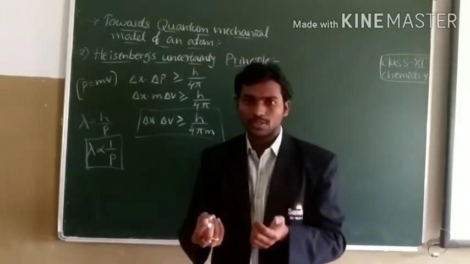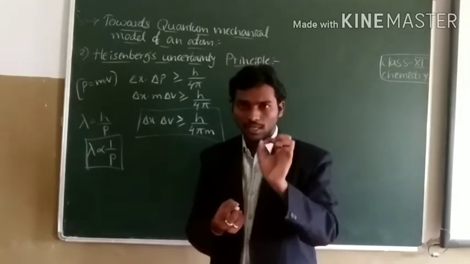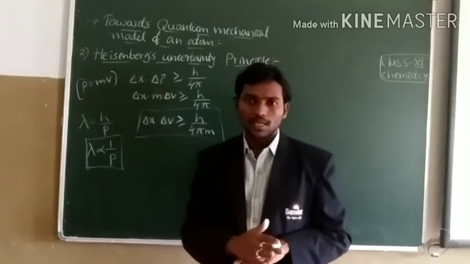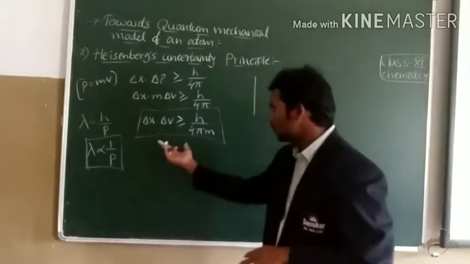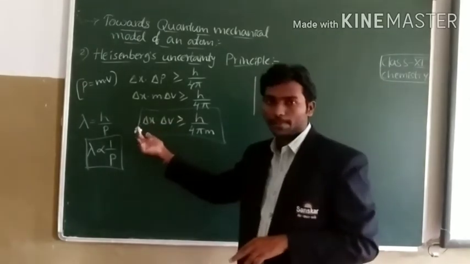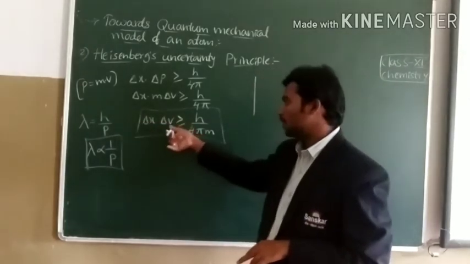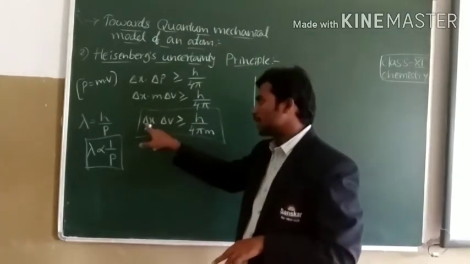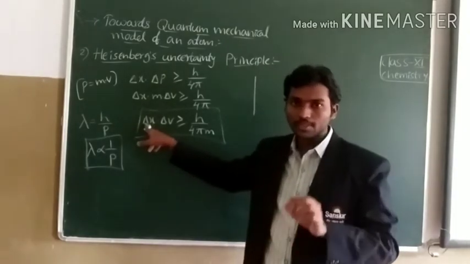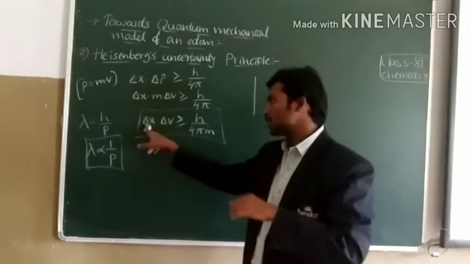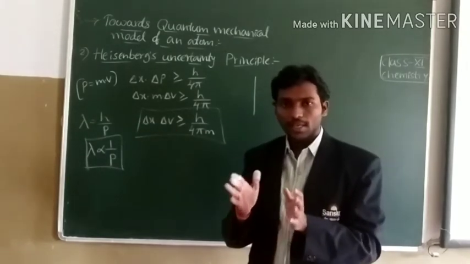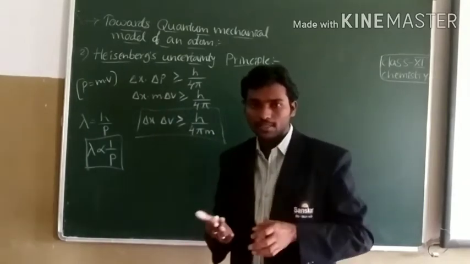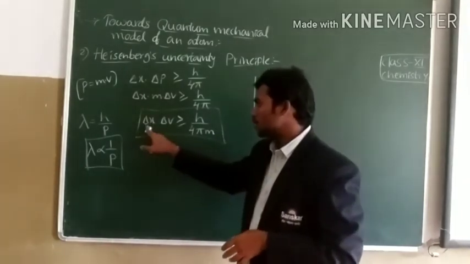If you want to see the position as well as velocity of the electron at a given point, it is not possible. That is given by Heisenberg's uncertainty principle, where delta x is uncertainty in position and delta v is uncertainty in velocity. If delta x value is minimum, that means if we know the exact position of the electron with high accuracy, then delta x value is minimum.